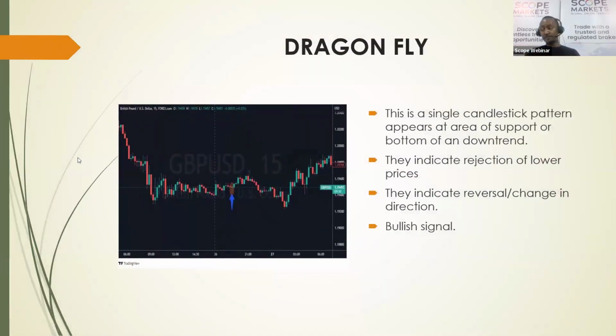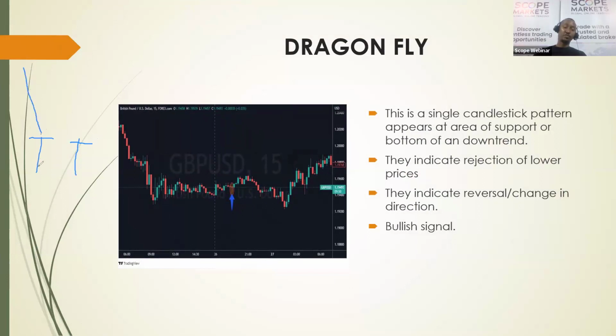So we have dragonfly, and again, this is the opposite of gravestone. So dragonfly, we have rejection of lower prices. So this is how the dragonfly looks. Okay, so we can have no wick at the top, or we can have a slight wick at the top. Still this makes it a dragonfly, because the interesting part is these long lower wicks, meaning that the market was in a downtrend.